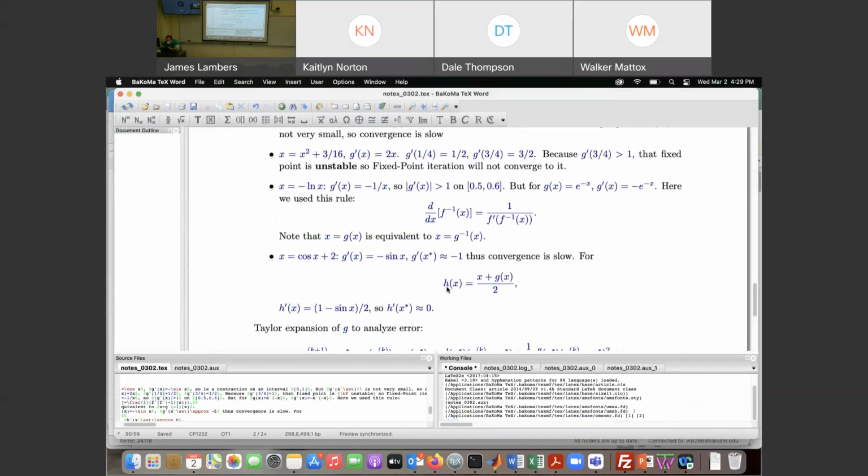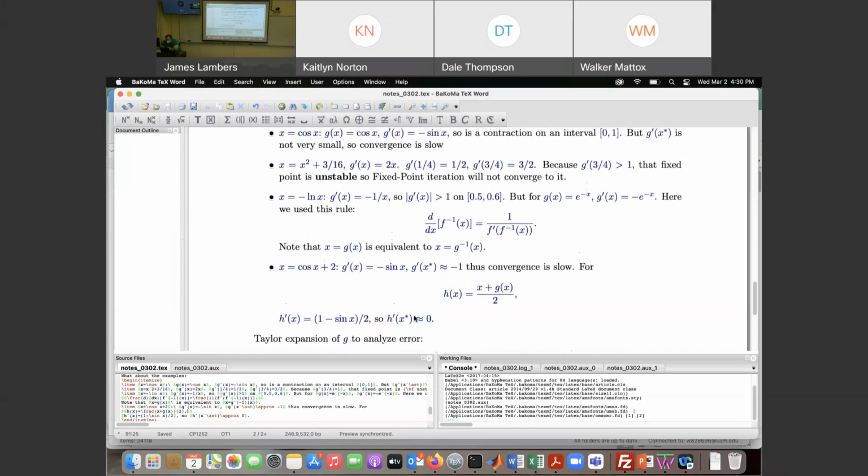So what happens in this case, I have 1 plus the derivative all over 2. So I have 1 plus approximately minus 1 over 2. So h prime, so this modified iteration, has a derivative of roughly 0 at the fixed point. So that's why its convergence is so much more rapid. So it's all about making that derivative as small as possible. Questions about what happened with these examples?